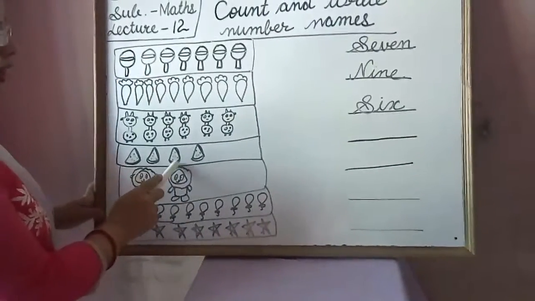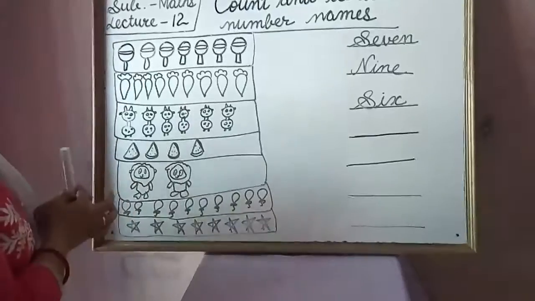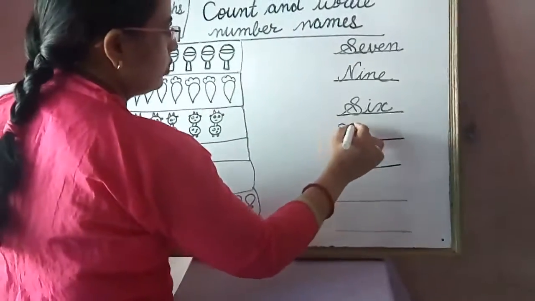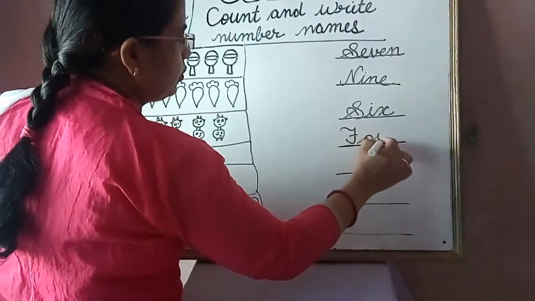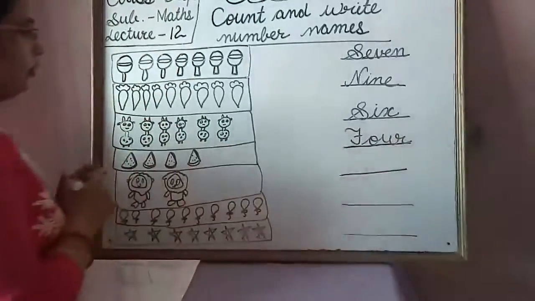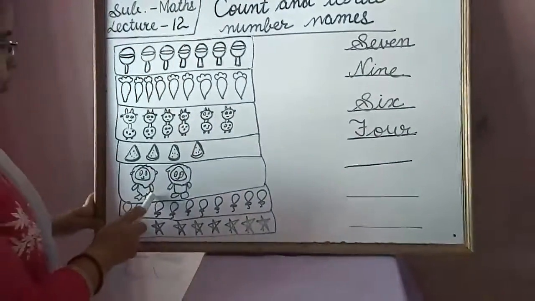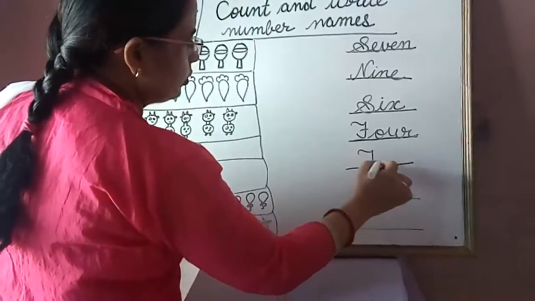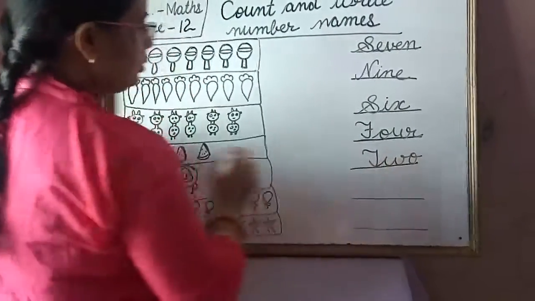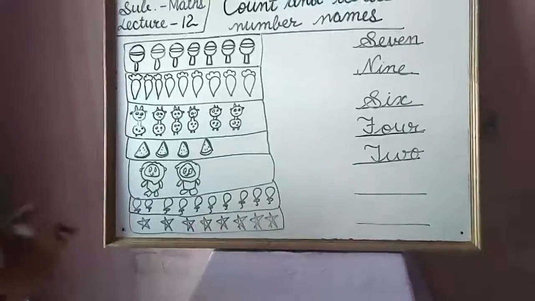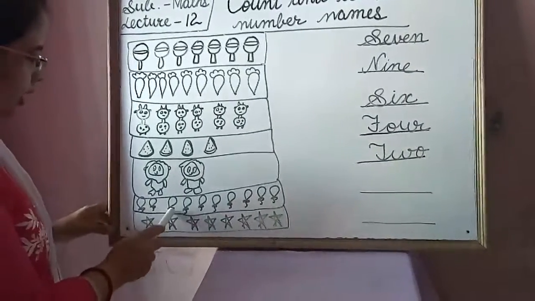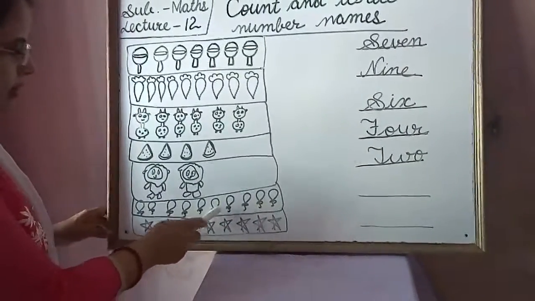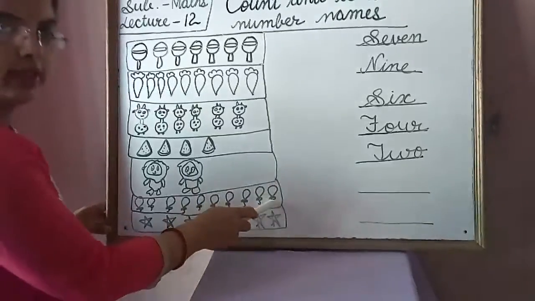Now count the objects. 1, 2, 3, 4. So write here 4. F-O-U-R, 4. 1, 2. Write here 2. T-W-O, 2.